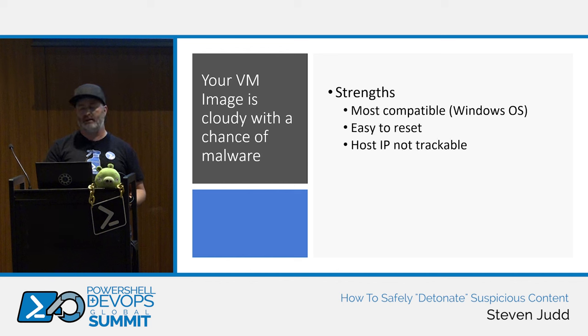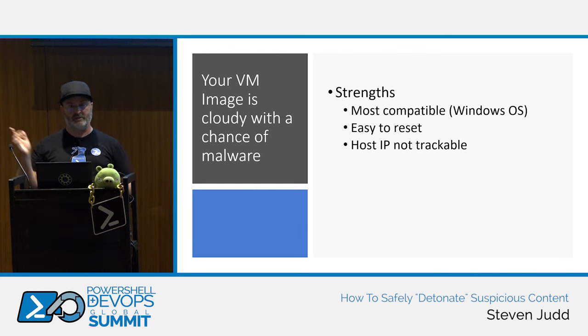It's easy to reset, and the host IP is not trackable. Whose IP has that VM? That's Azure. Azure's got that IP. I put a public IP that's in the Azure space. Azure has a bunch of IPs. Good luck tracking that back to your organization or to you. Near impossible. I couldn't figure out a way to do it because Azure owns it and there's no tie between that thing, and then I destroy it and the connection is lost, okay?